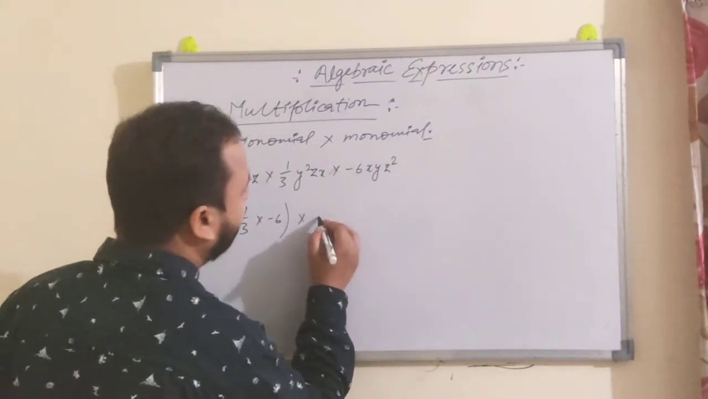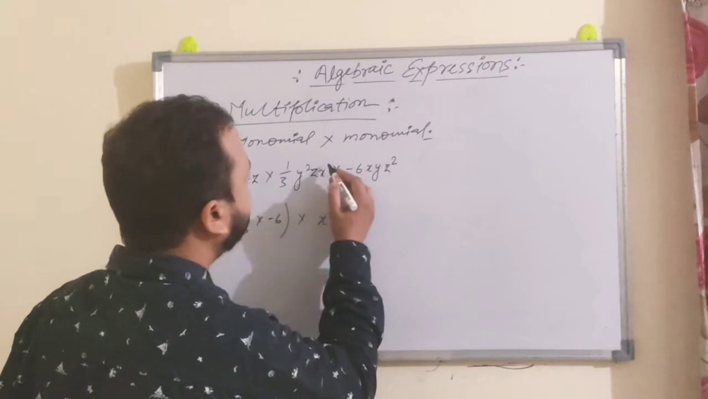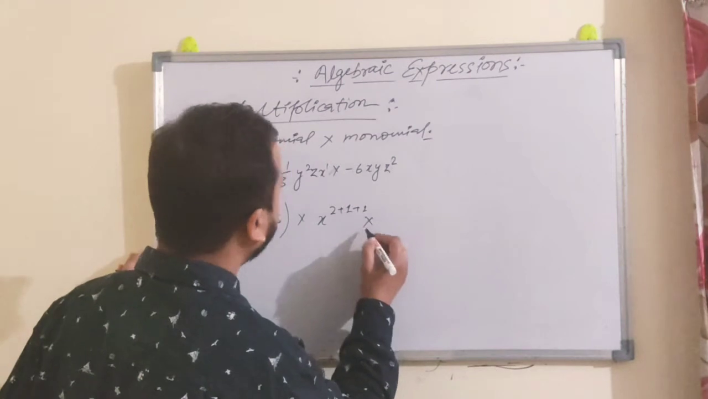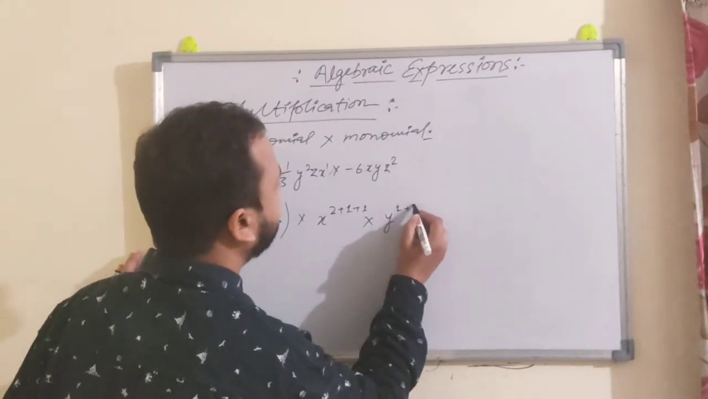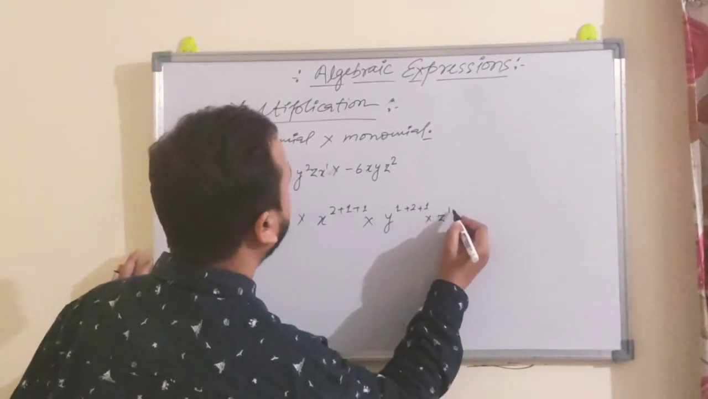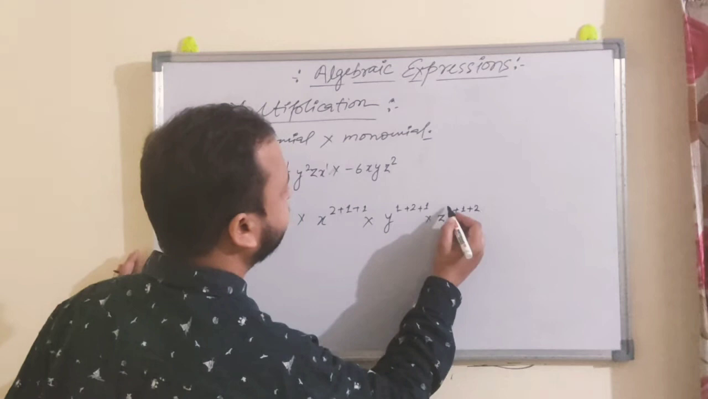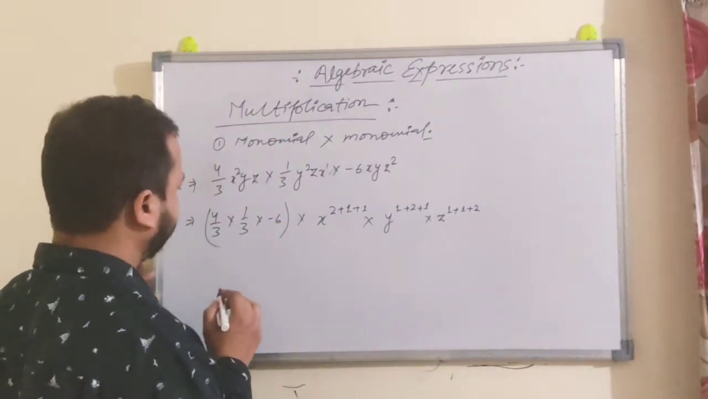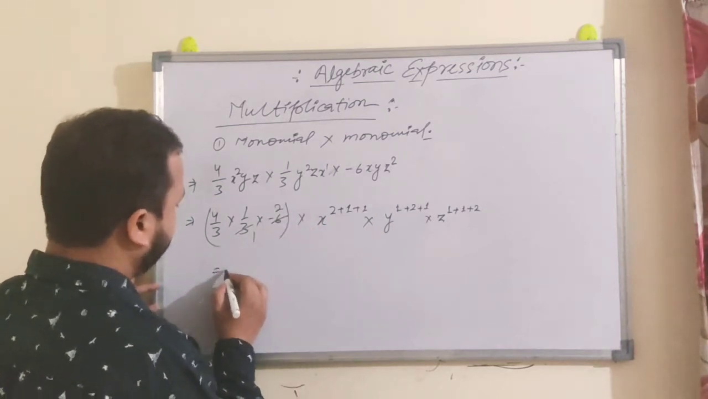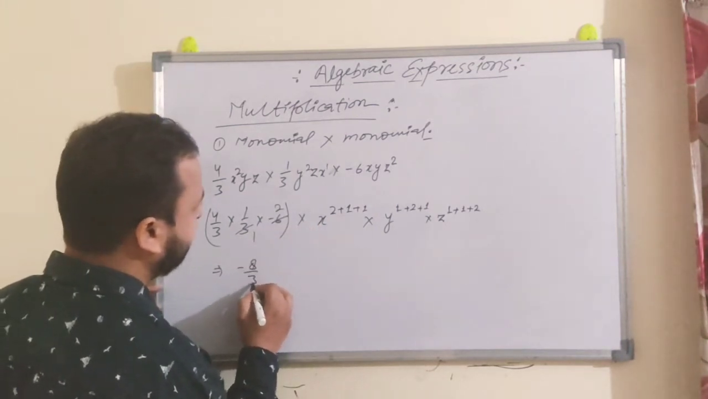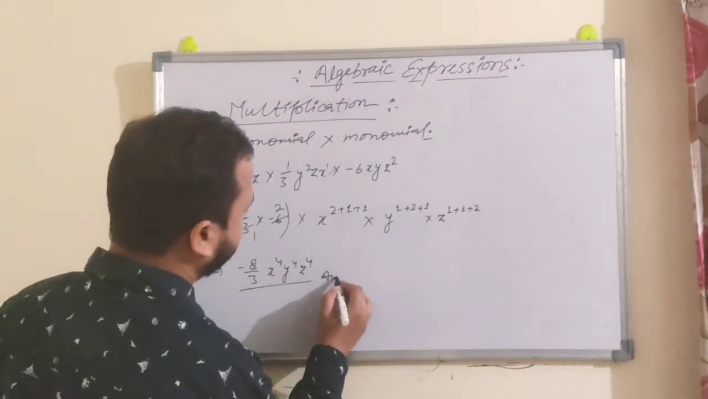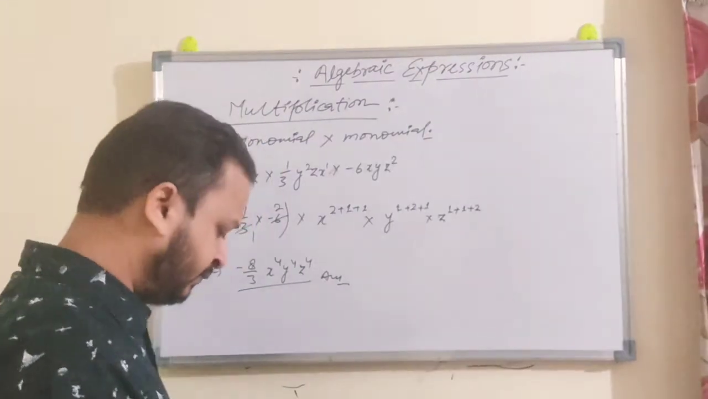Then x square, x power 2, here x power 1, here x power 1, so 2 plus 1 plus 1. Then y power 1 plus 2 plus 1. And then z power 1 plus 1 plus 2. So 3 1 ja 3, 3 2 ja 6. So minus 8 by 3, x power 4, y power 4 and z power 4. So this way you have to find out the product.